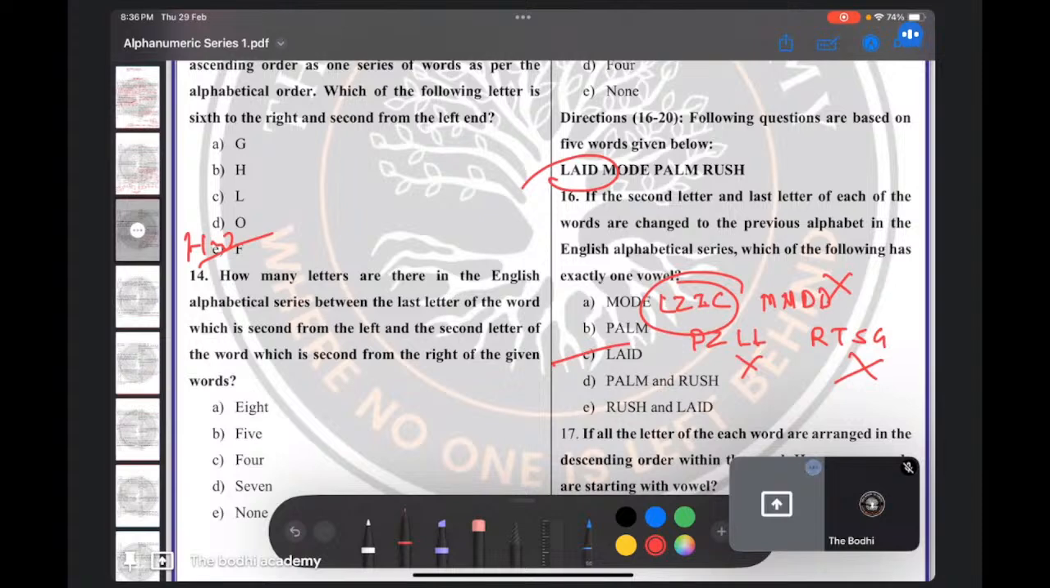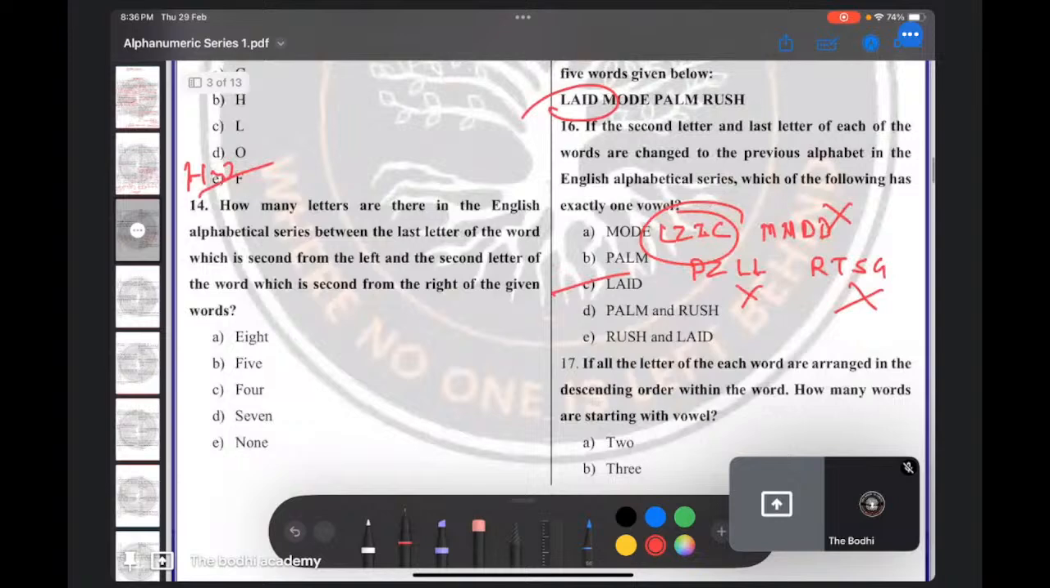Question number 17. If all the letters of each word are arranged in the descending order within the word, how many words are starting with vowel? So you have to arrange the alphabets within the word such that the highest letter will come first, meaning the descending order.